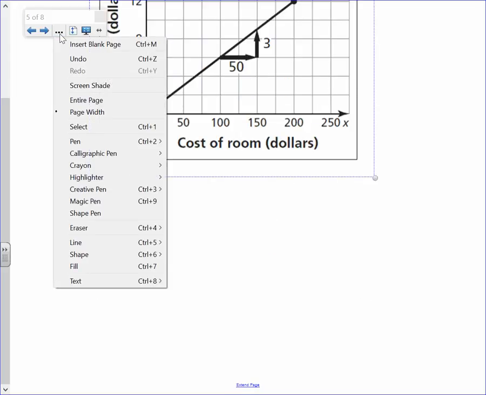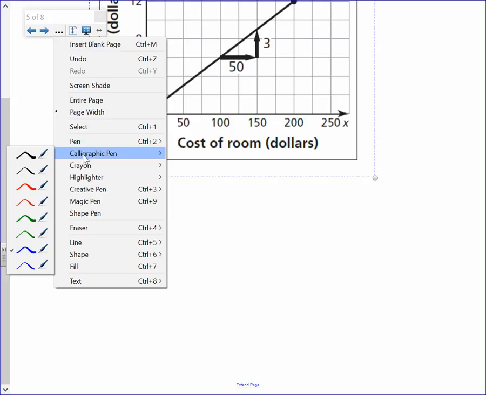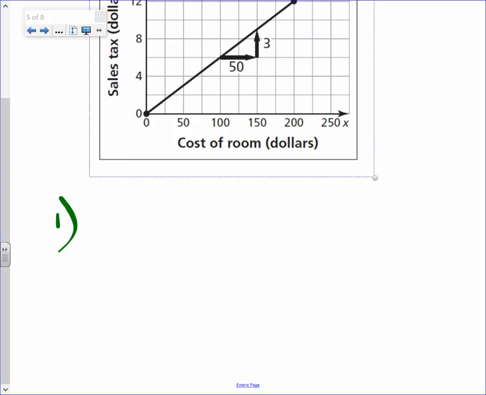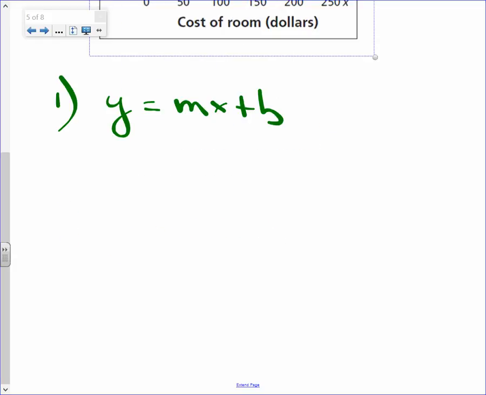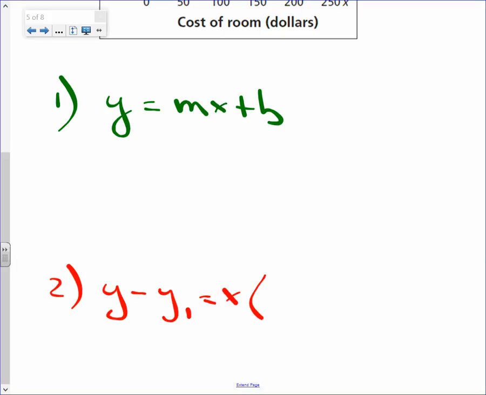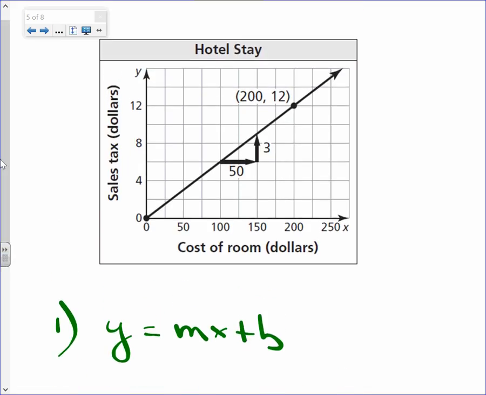So our first mission is to write an equation in slope-intercept form. And our second mission is to write an equation in point-slope form. Okay, go ahead and continue copying that down.